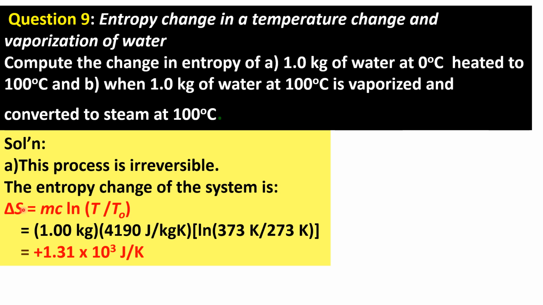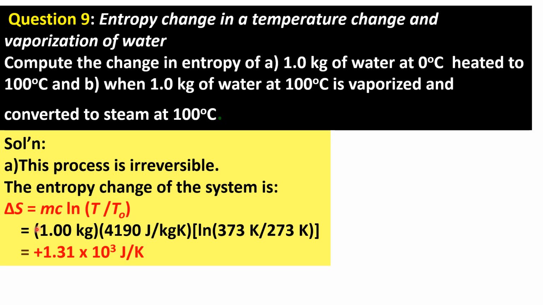for finding the change in entropy of the system. This has been derived using integral calculus, so we will not discuss how this formula came about, but delta S is simply equal to the product of the mass of the given substance, in this case water, times the specific heat of the substance, multiplied by the natural logarithm of the ratio of the final Kelvin temperature divided by the initial Kelvin temperature.